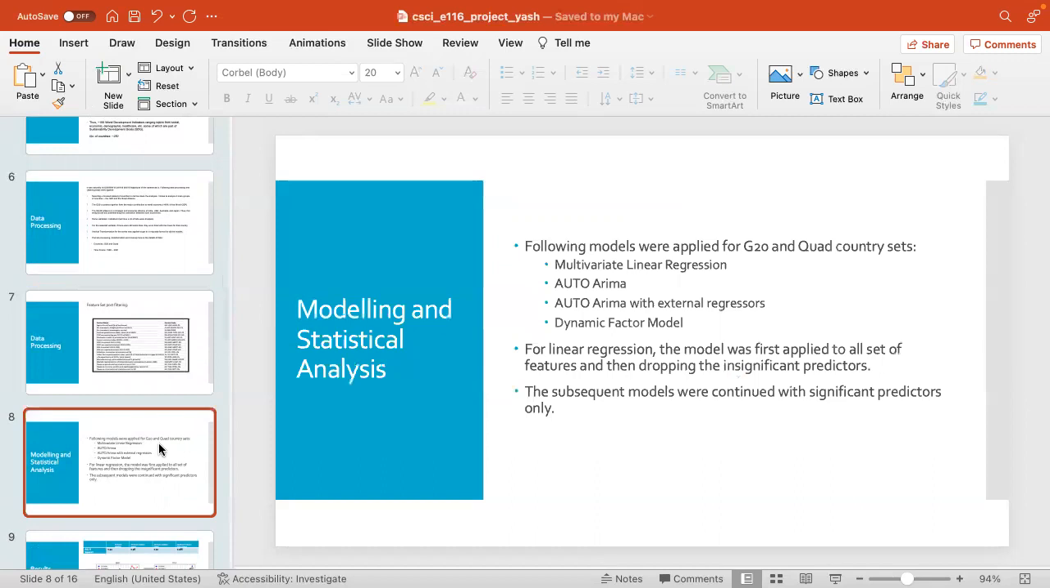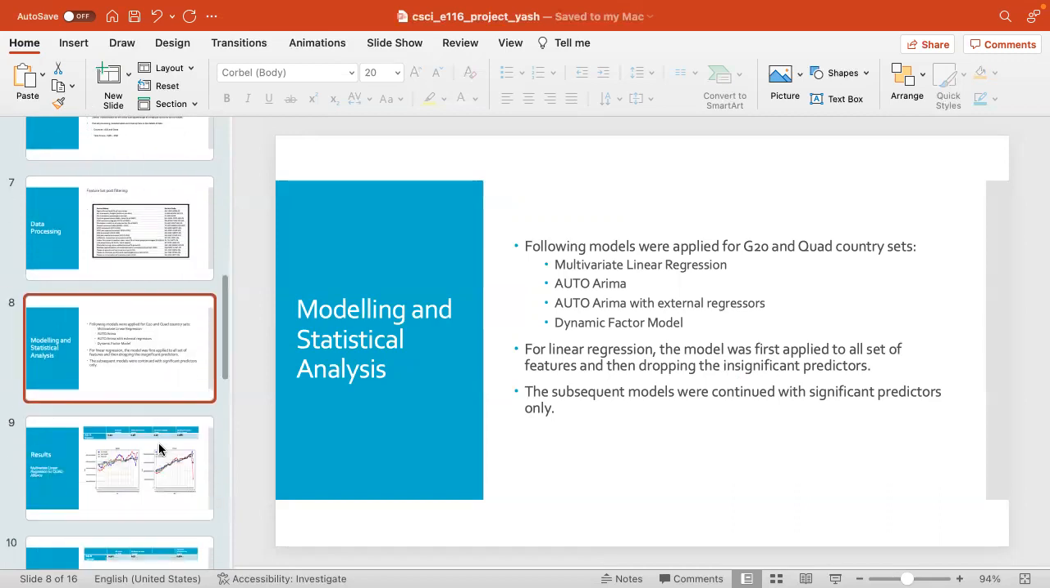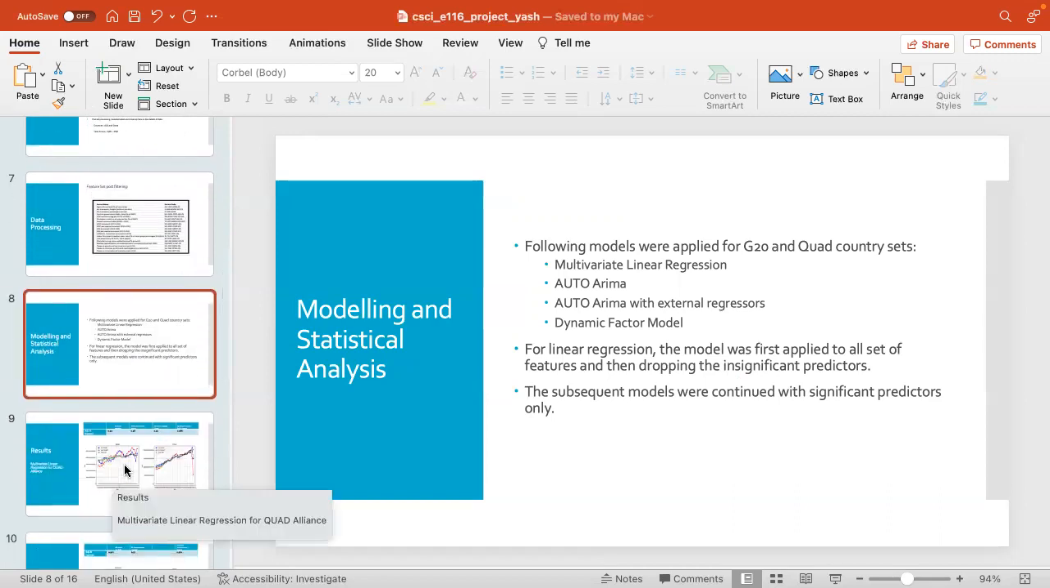Modeling wise, I have done multivariate linear regression, auto-ARIMA with external regressors, and dynamic factor model. I'll show you in a bit what I have done.